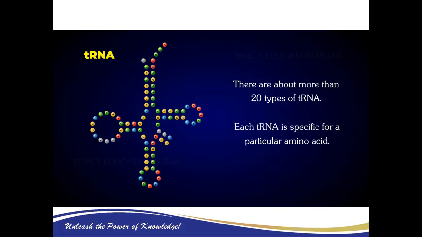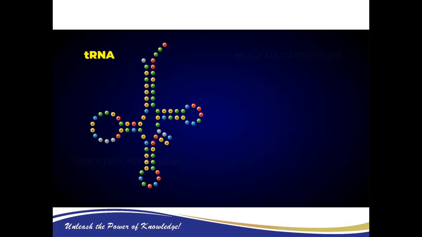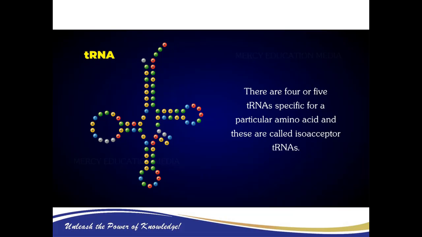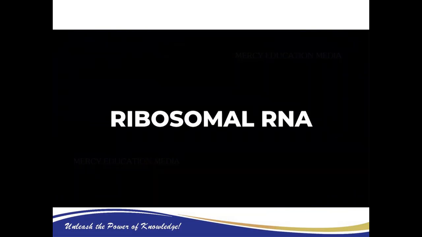There are about more than 20 types of tRNAs. Each tRNA is specific for a particular amino acid. In bacterial cells, there are more than 70 tRNAs, and in eukaryotic cells, the number is even greater. There are 4 or 5 tRNAs specific for a particular amino acid, and these are called isoacceptor tRNAs. Describe ribosomal RNA.